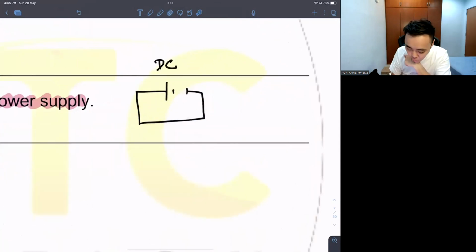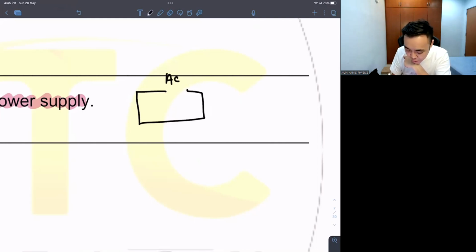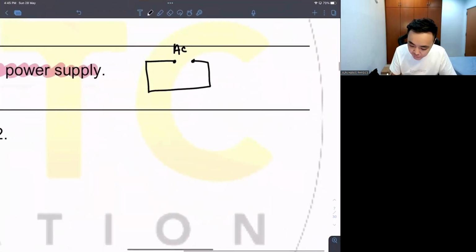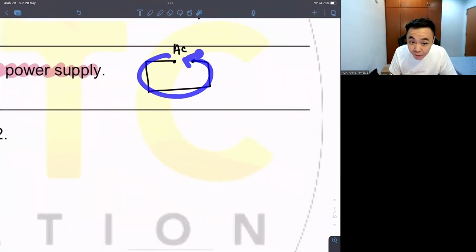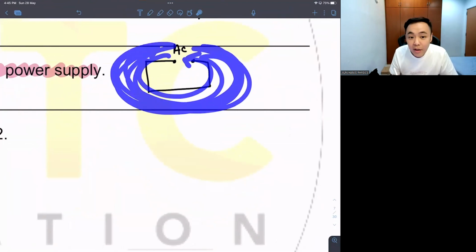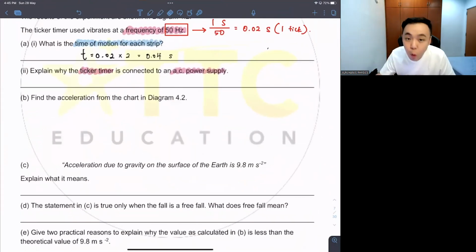Whereas, what if right now I have AC? AC is a bit special, because the terminals keep changing. You know why it's called alternating? Because they alternate. So what happens is, from here, they do 1 round, and after that they swap directions. Then they swap again, and again, and again. So the difference between AC and DC is the direction of your current flow. Direct current flows 1 way. Alternating current flows 2 ways.